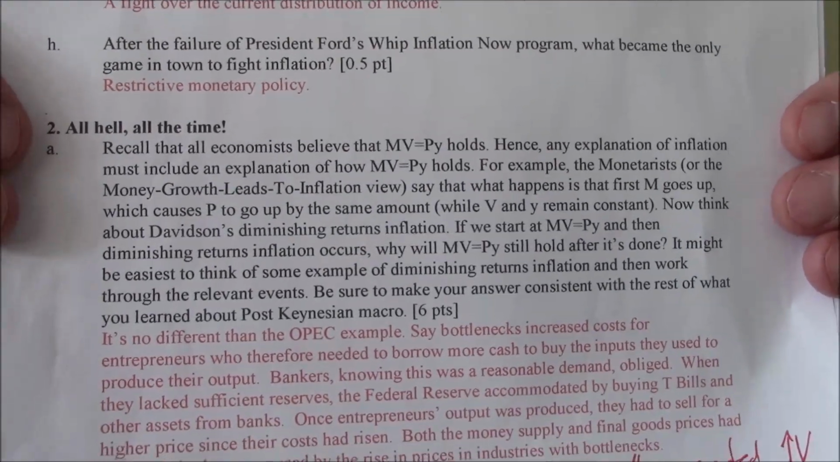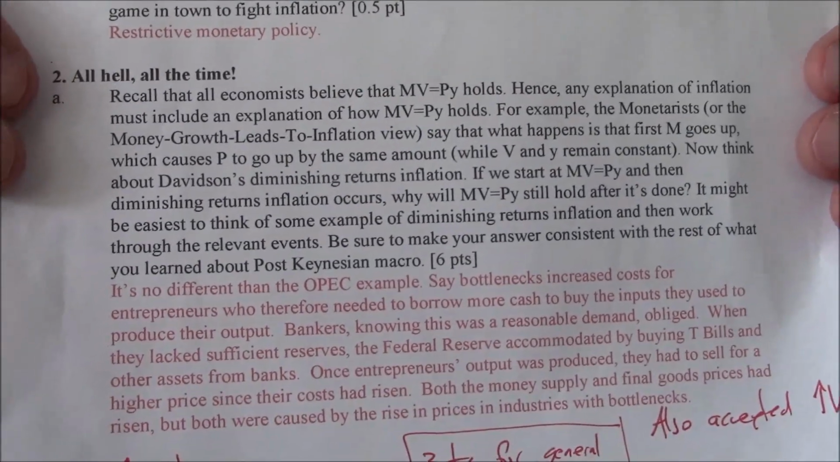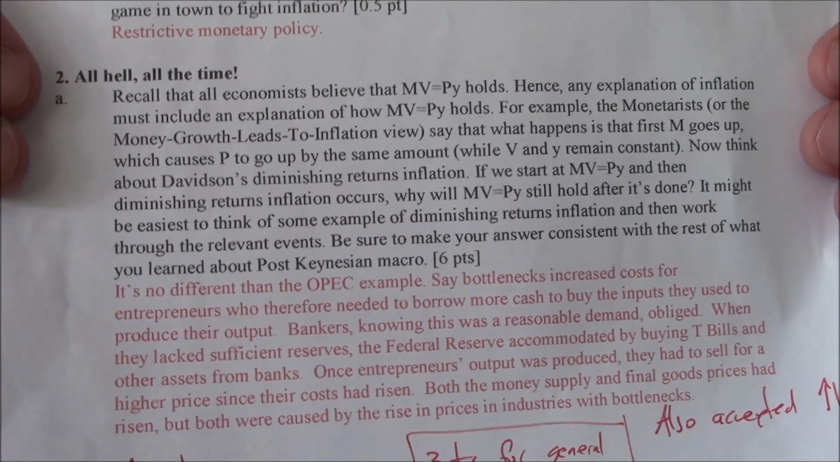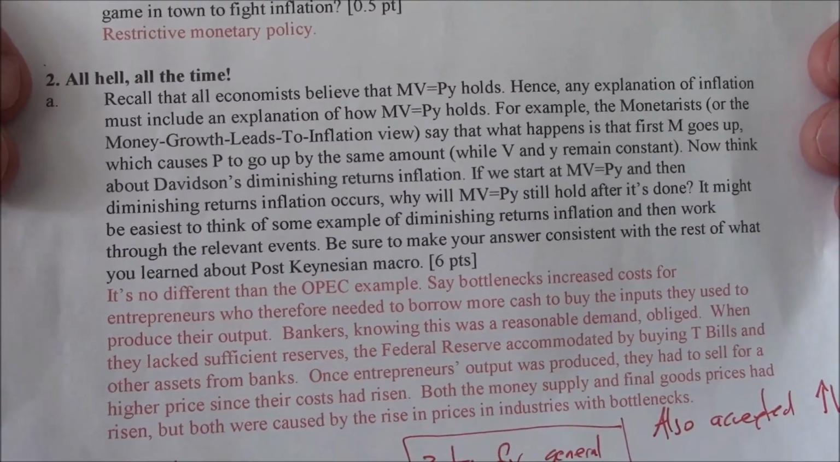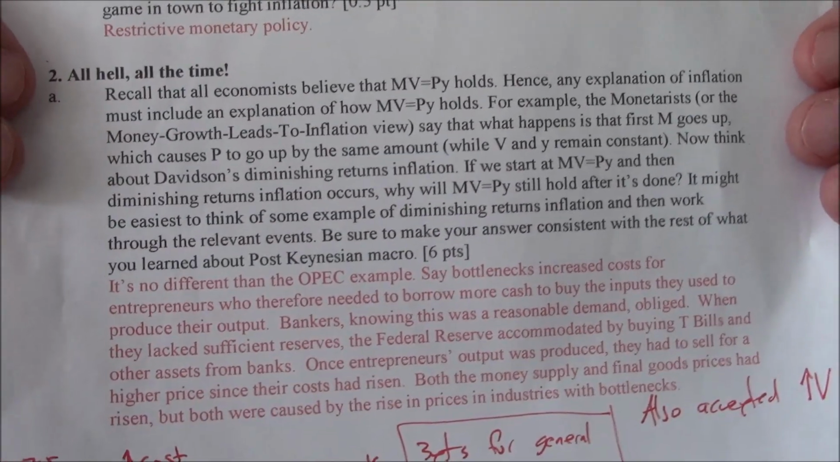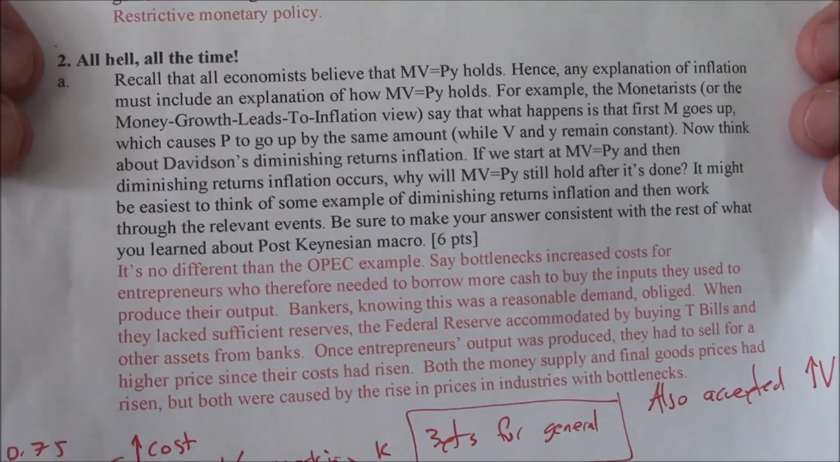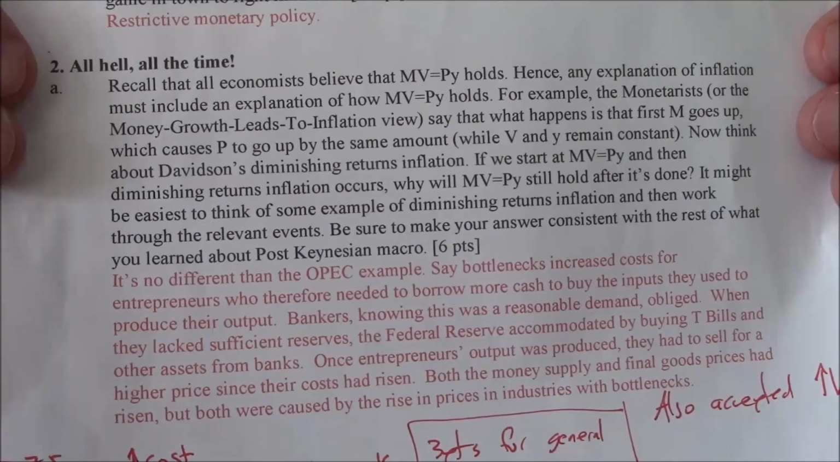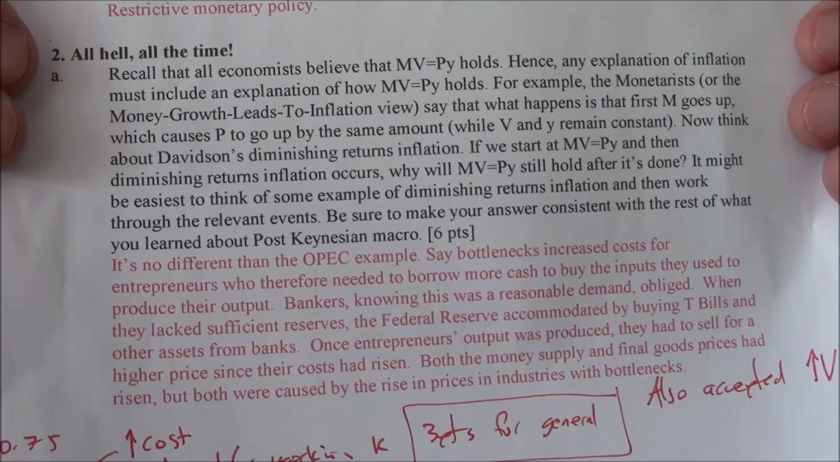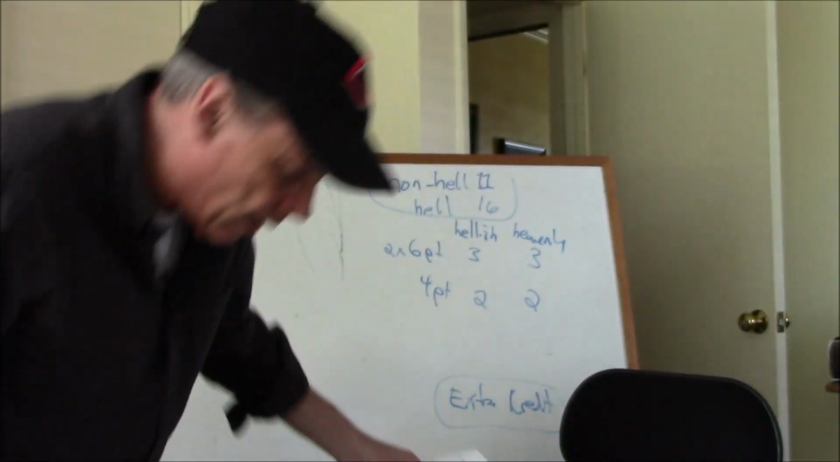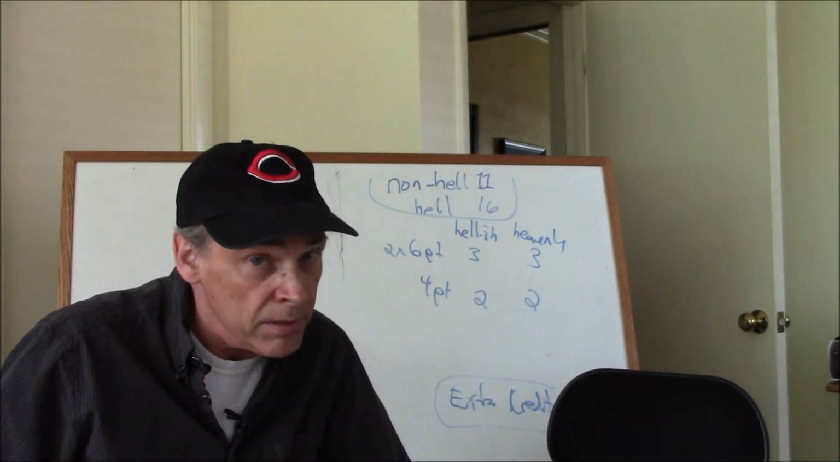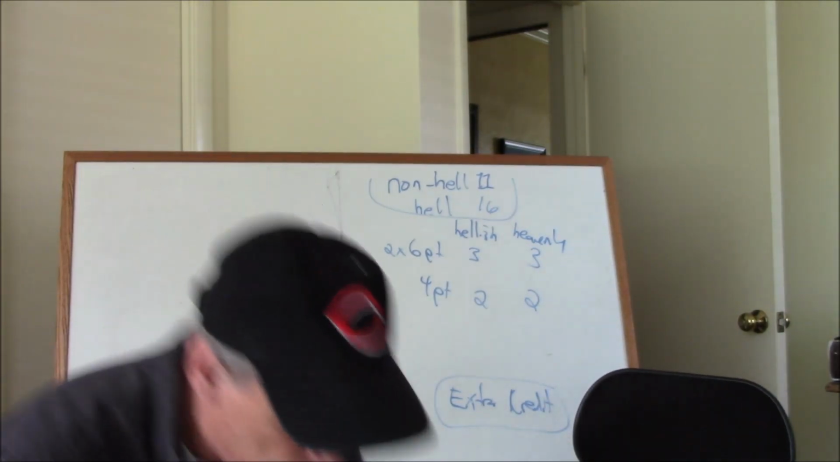Now think about Davidson's diminishing returns inflation. If we start at MV equals PY, and then diminishing returns inflation occurs, why will MV equals PY still hold? It might be easiest to think of some example, and then work through it. Be sure you make it consistent with everything else that you have from the Post-Keynesian stuff. All right. Honestly, it was just this. Where's the study questions? Here they are.